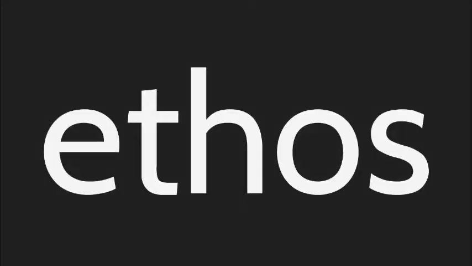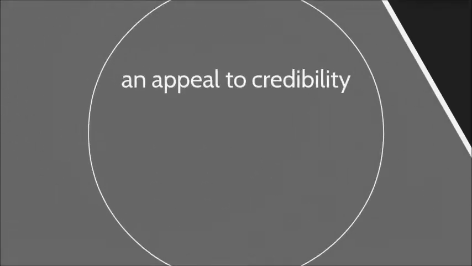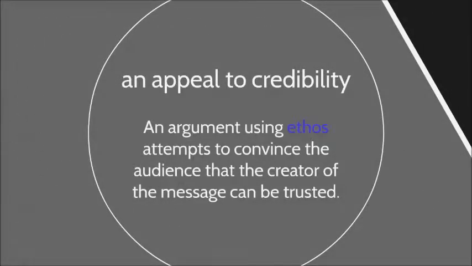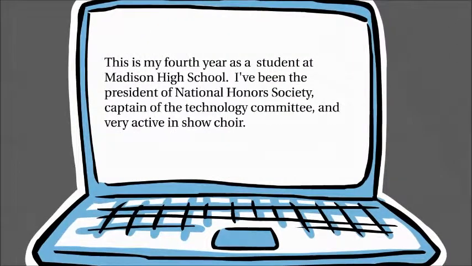The final persuasive technique we'll examine is ethos. Ethos is an appeal to credibility. An argument using ethos attempts to convince the audience that the creator of the message can be trusted. Again, let's look at a sample of persuasive writing and see how this connects. Notice that the author here is attempting to establish her credibility by proving that we can trust her.